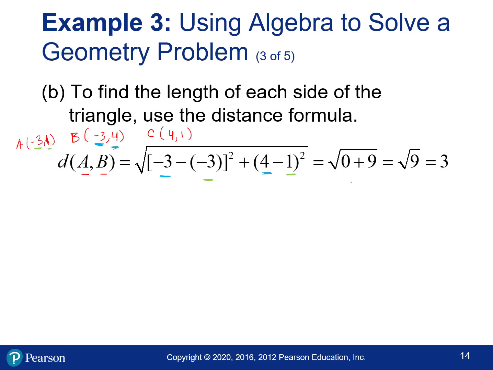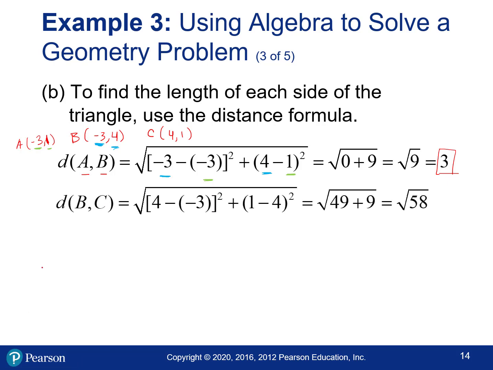4 minus 1 is 3, and that's going to be squared is 9, so square root is 3. So that's one of the side lengths of our triangle, 3 units. Okay, so we're going to just repeat that process for the other 2 points. So repeating for point B and C.